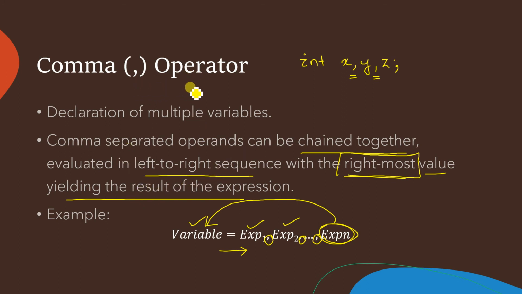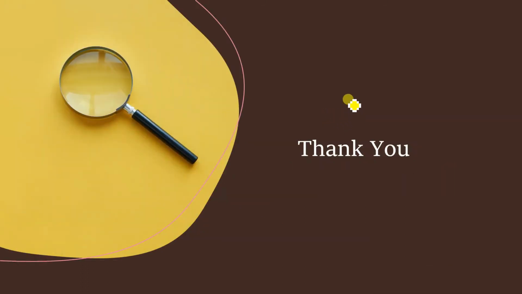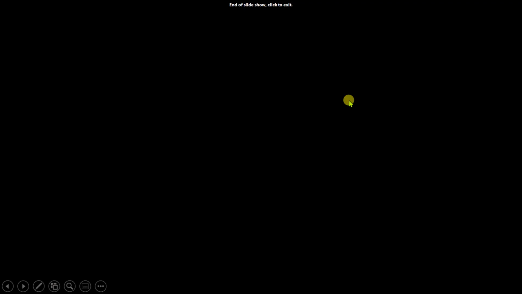Other uses of the comma operator will be in the for loop. There is a concept of looping, and we are going to discuss this for loop, and I will tell you there where we will actually use the comma operator. So that's all about this part. Now I will explain everything with some programs using VS Code.